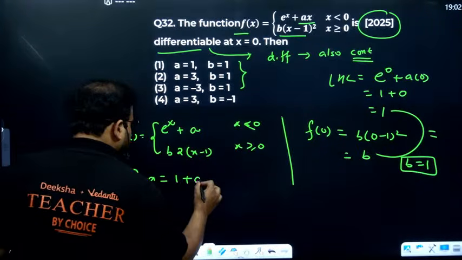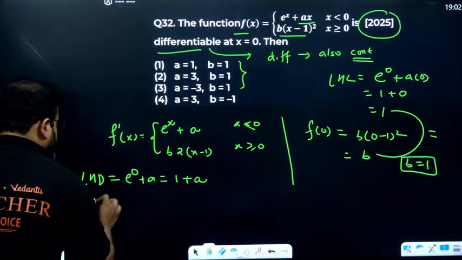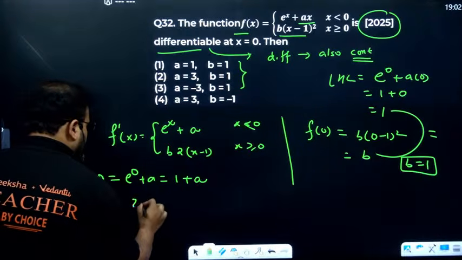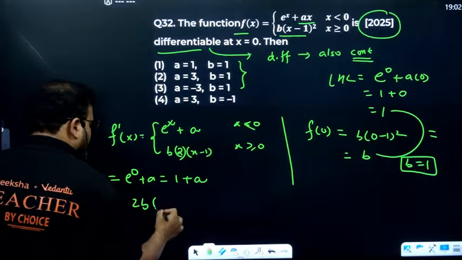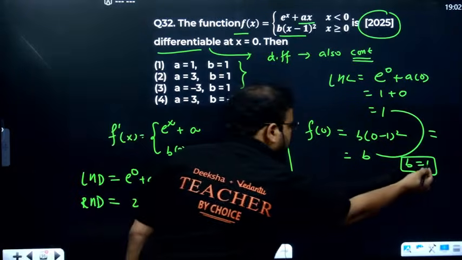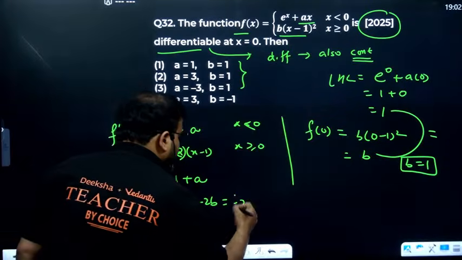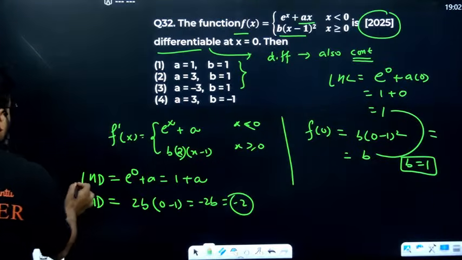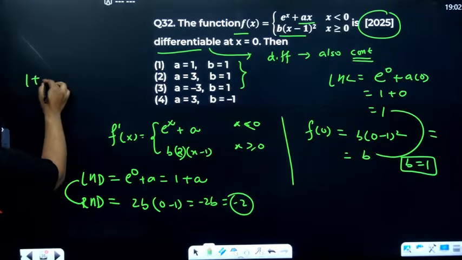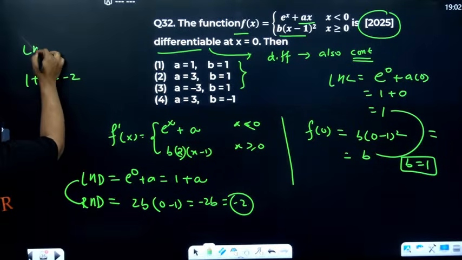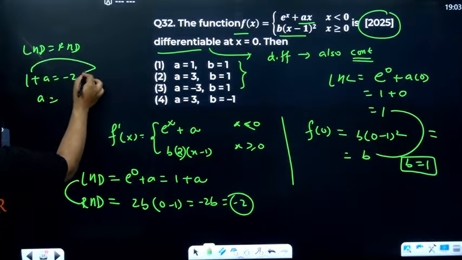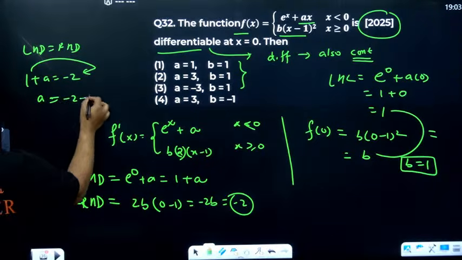So 1 plus a. Let's find the right hand derivative. Now put 0 again. You'll have 2b times of 0 minus 1, that becomes minus 2b, and the b value is 1, so that becomes minus 2. They have given the question to be a differentiable function, so we'll have 1 plus a equal to minus 2 because LHD equals RHD. So I get the a value as, bring 1 on this side, minus 2 minus 1.